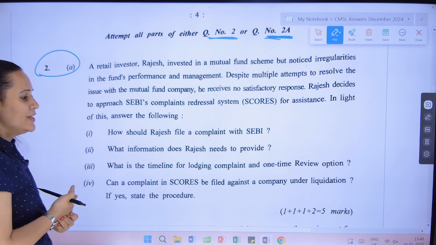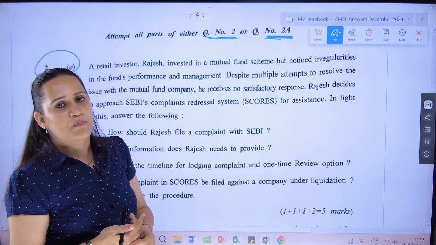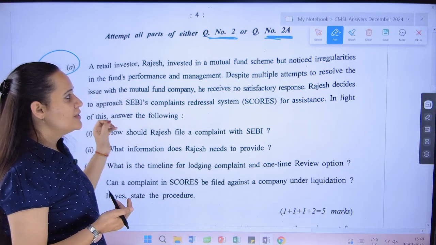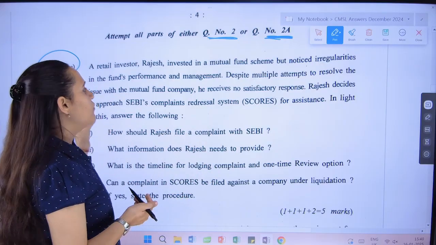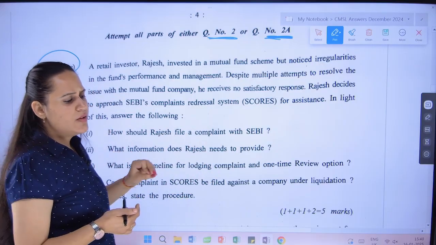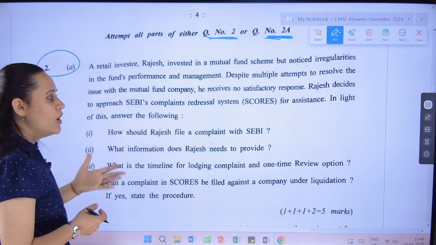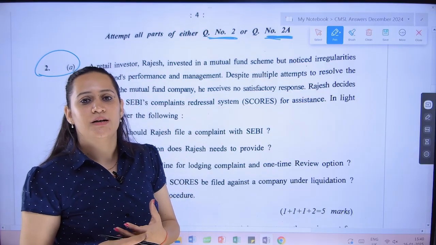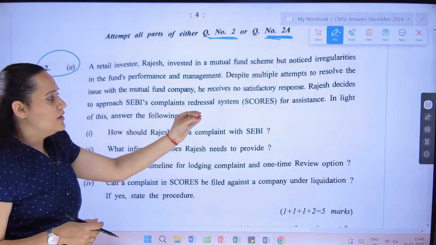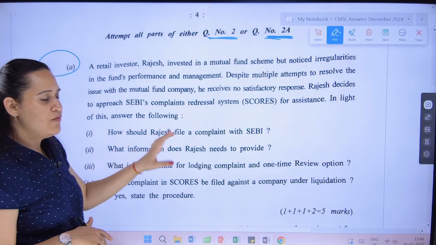The entire question is based on the SEBI Act SCORES mechanism, where they have said that Rajesh is an investor who is invested in a mutual fund scheme, but he was not happy with the performance of the fund. He has tried to reach out to the mutual fund company, but they are not resolving the problem that he is facing. So he has decided that he is going to approach the SCORES mechanism. First one, how should he file a complaint?